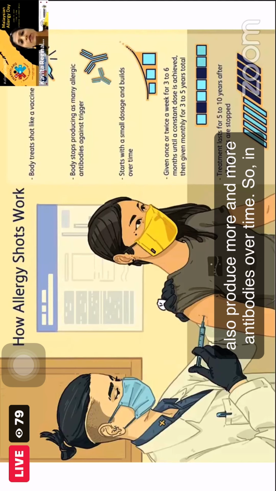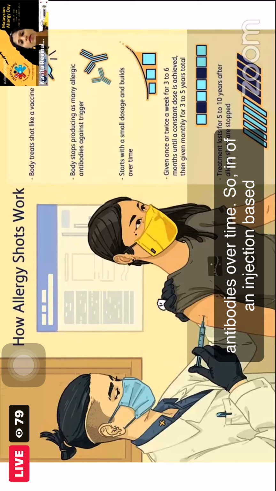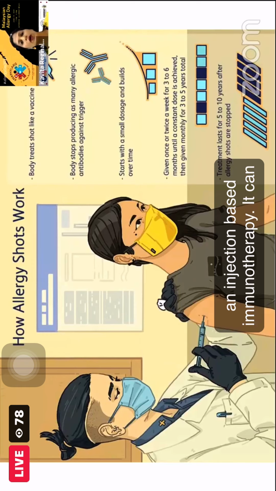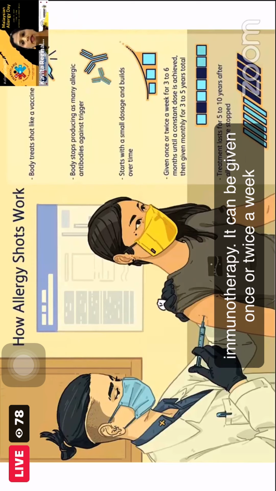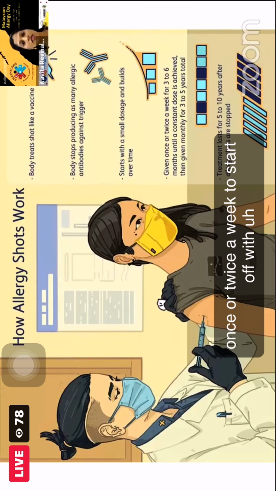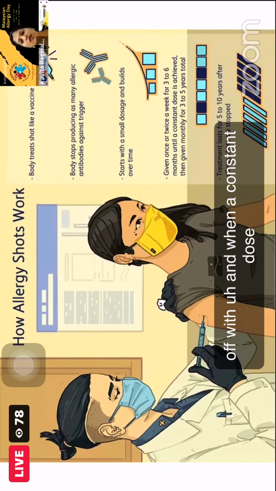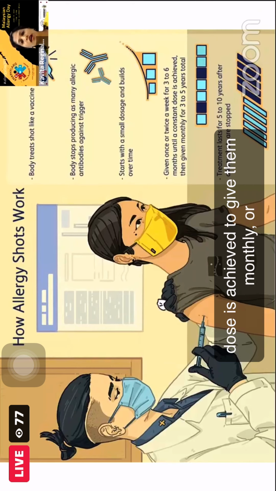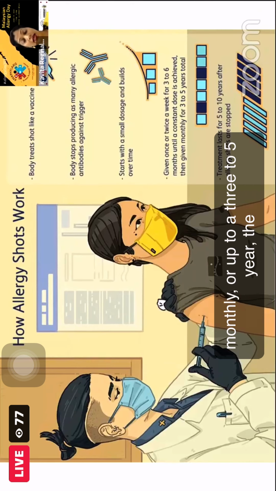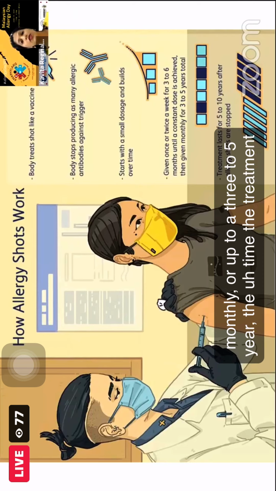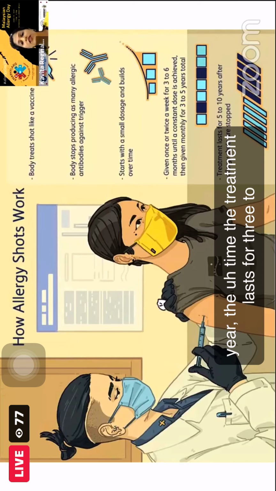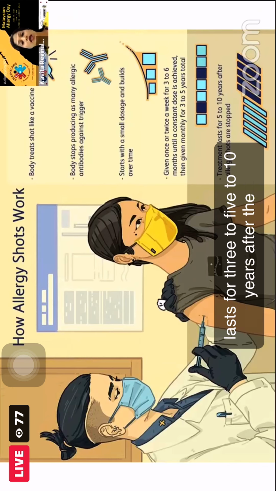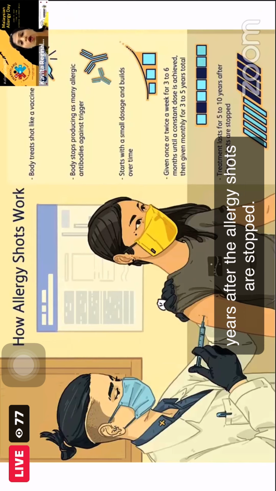So in terms of an injection-based immunotherapy, it can be given once or twice a week to start off with. And when a constant dose is achieved, to give then monthly for up to a 3 to 5 year therapy time. The treatment lasts for 5 to 10 years after the allergy shots are stopped. So you have a long-term symptomatic relief.